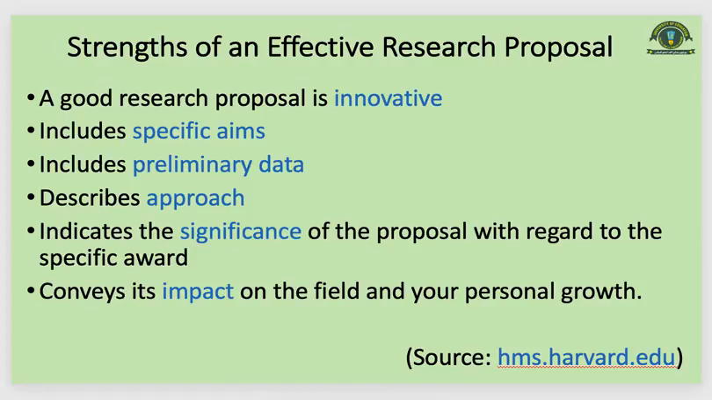So how can you make your research proposal more effective? There are some common rules or some common steps that you can follow to make sure that your research proposal gets through, gets accepted by whoever you are submitting it to. Number one, a good research proposal is innovative. Innovative means that it brings forward a different idea, a different approach that has not been done over and over again before, that has not been made obsolete.